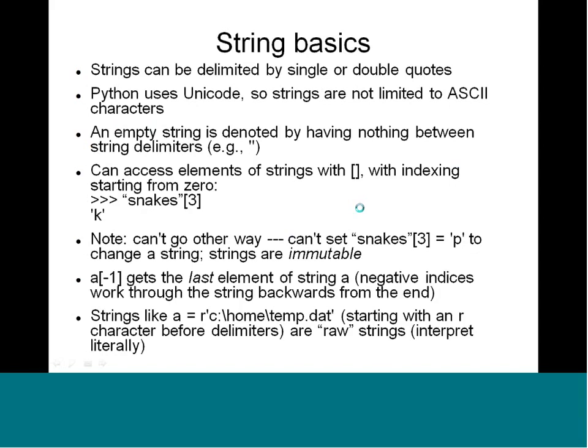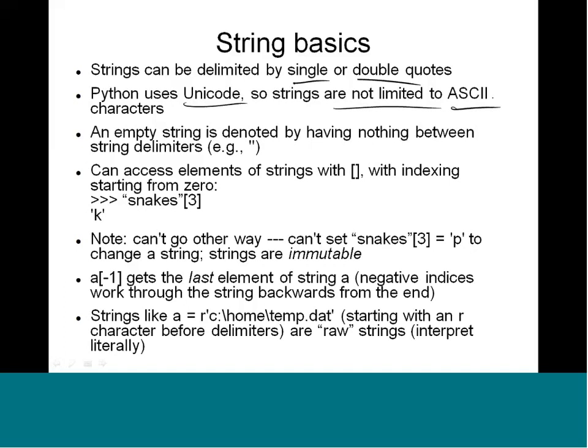So strings are delimited by single or double quotes. Both of these we saw in Tcl. One thing is that Python uses Unicode, so strings are not limited to just ASCII characters. Unicode has many more characters than ASCII characters, which amount to probably about 65 of them. So here we can use much more than that.